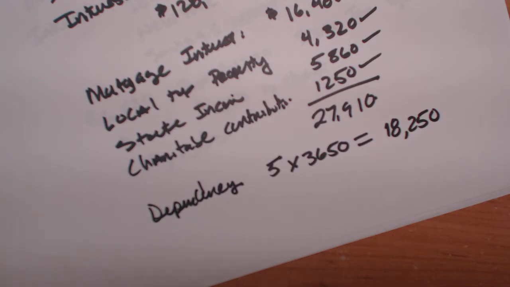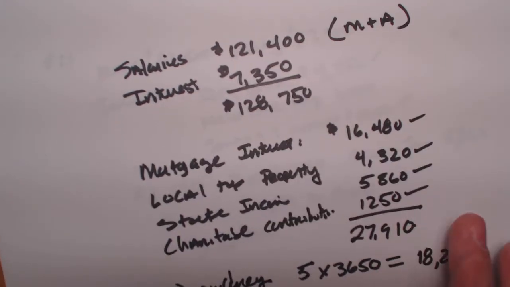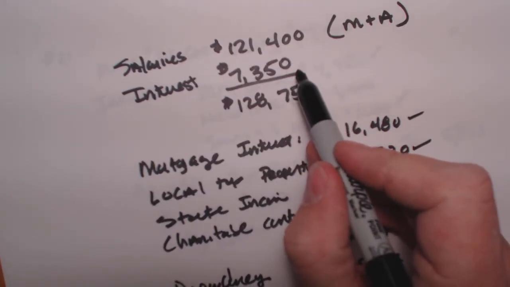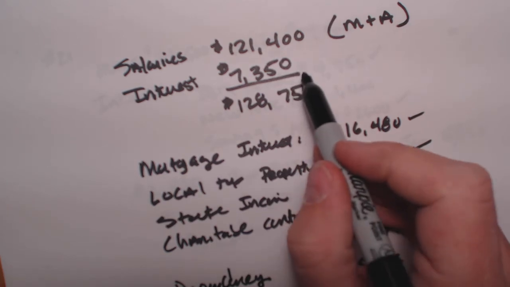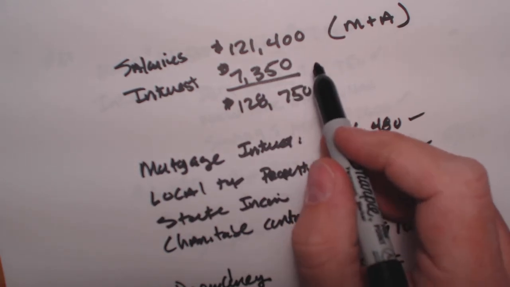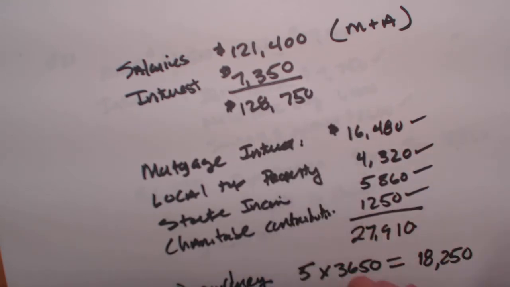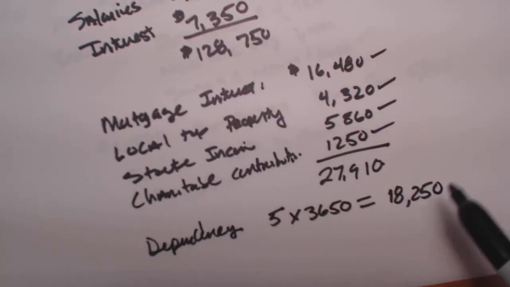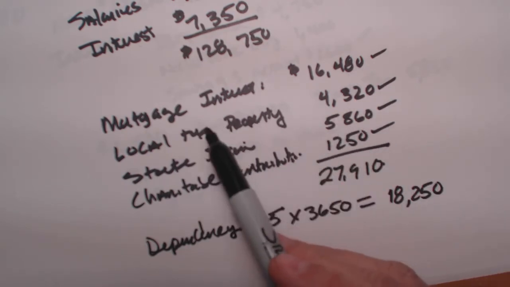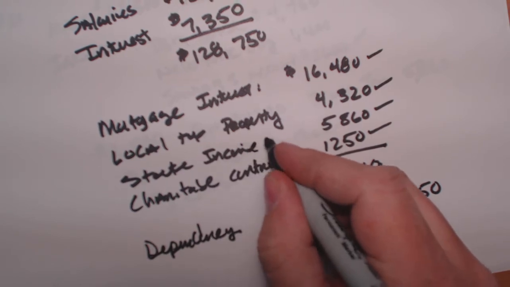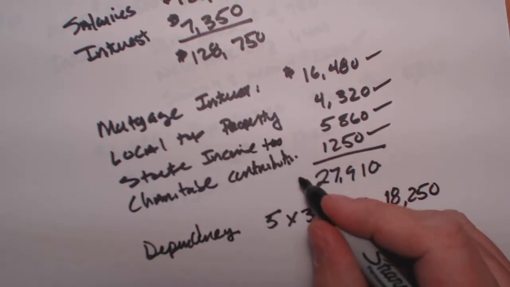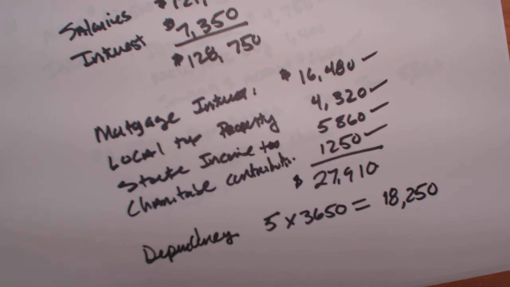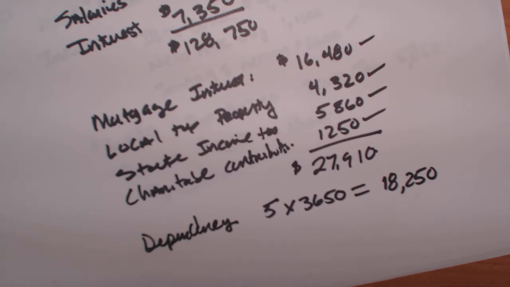So let's go back through this one more time. We added their salaries. We took the interest from everything but the city bond, which could be a New York City, a Boston, a Miami, whatnot. So we added these together at $128,750. Then we asked, what is their total deductions? This was given in the problem: mortgage, local property tax, state income tax, charitable contributions of $1,250, for a total of $27,910. On top of that, they have the dependency exemption. So it's 5 people, 3 kids plus themselves, and each one's valued at $3,650. That would be in the textbook.